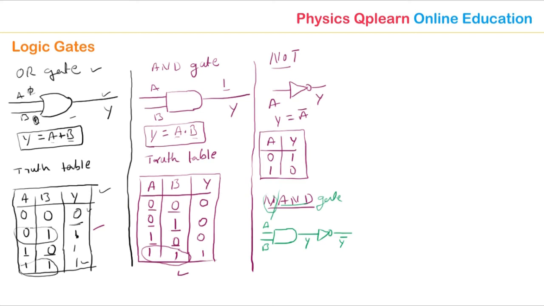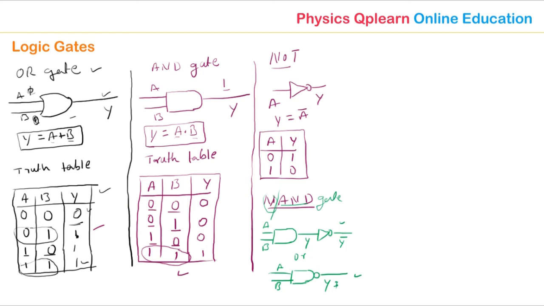Or else you can use it directly like this. Just write the AND gate like this, and here you put one bubble. This is the output Y, and these two are the input A and input B. Clear? So either you may draw it like this or like this, both are correct. Just attach the bubble to the AND gate, and that will become the NAND gate.